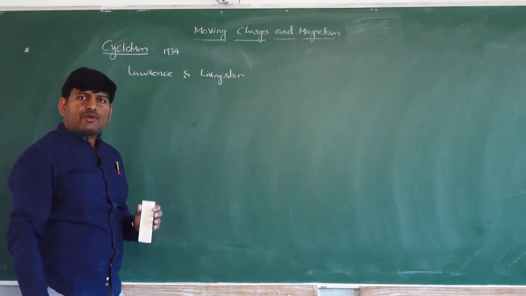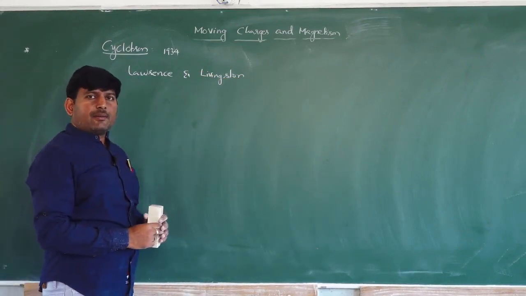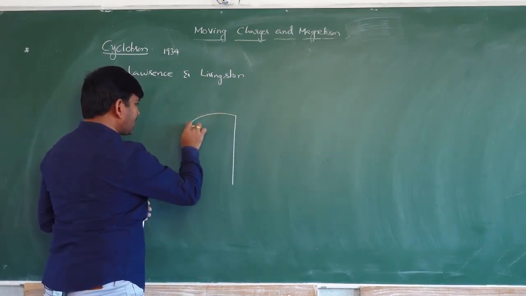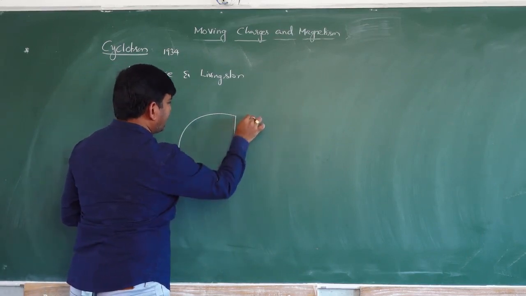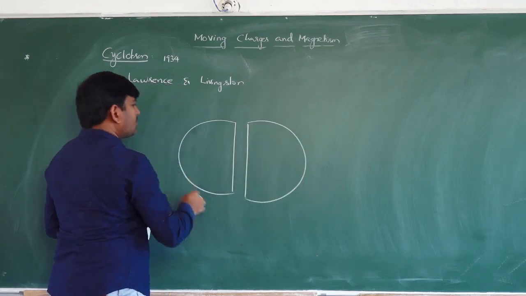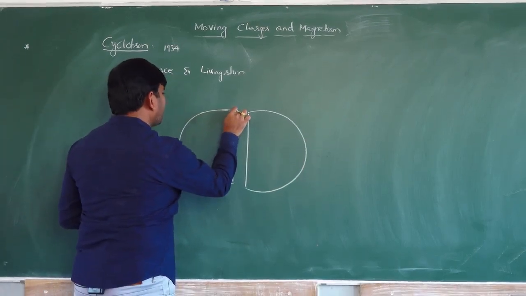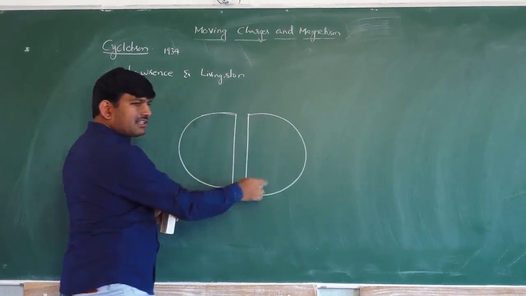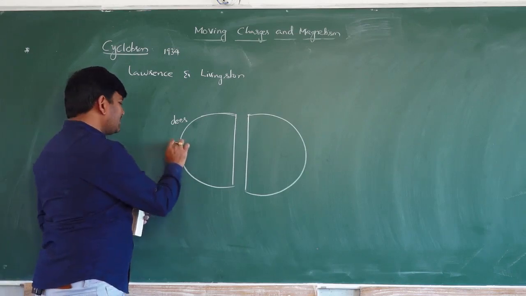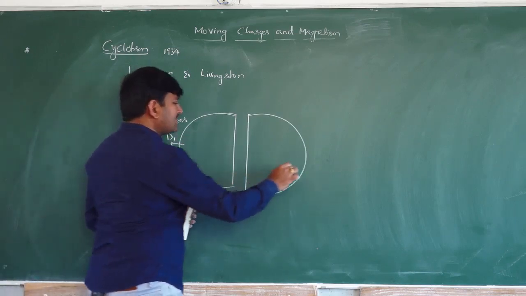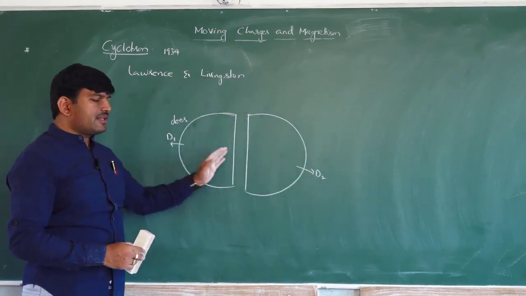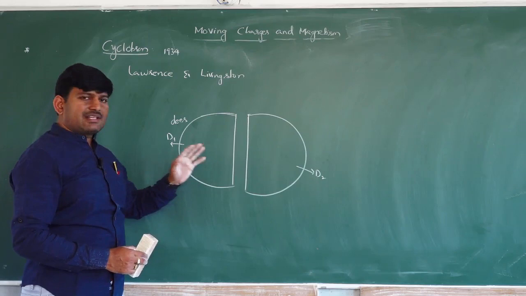This cyclotron consists of two D-shaped metallic conductors, like this. As the shape of this three-dimensional metallic conductor is D, we will be calling them Ds, D-E-E-S. This is D1 and this is D2. So in a cyclotron there will be two Ds made up of metals.